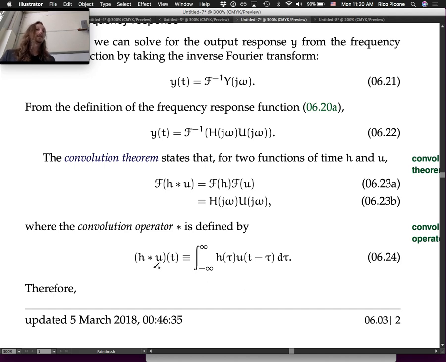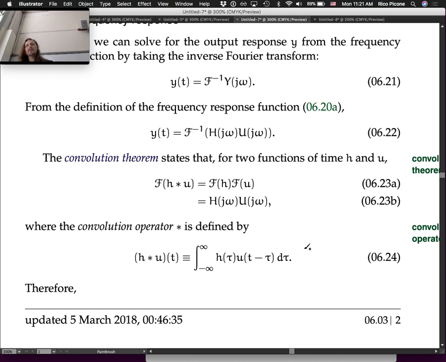If you're going to convolve two things in the time domain, you just have to integrate them. But what the convolution theorem states is that if you convolve them in the time domain, that's the same in the frequency domain as just multiplying them together. So if h and u are convolved in the time domain, they're just multiplied in the frequency domain. And the converse is true also, but we typically are convolving in the time domain.